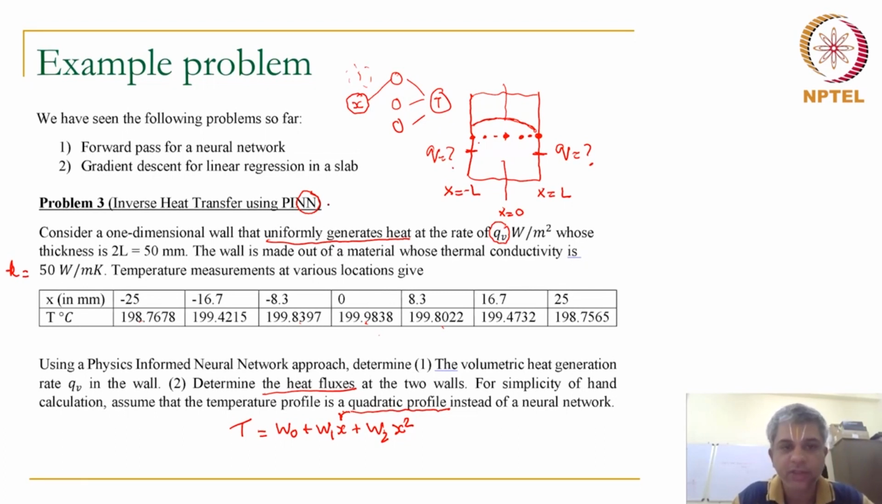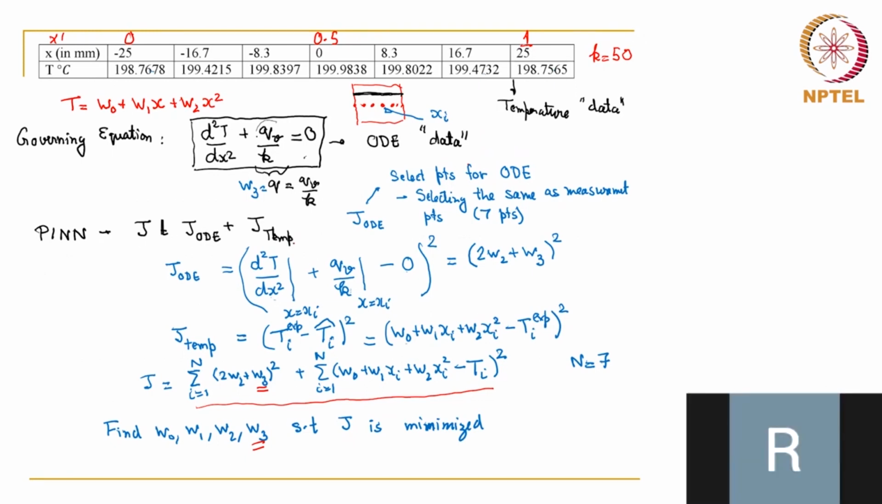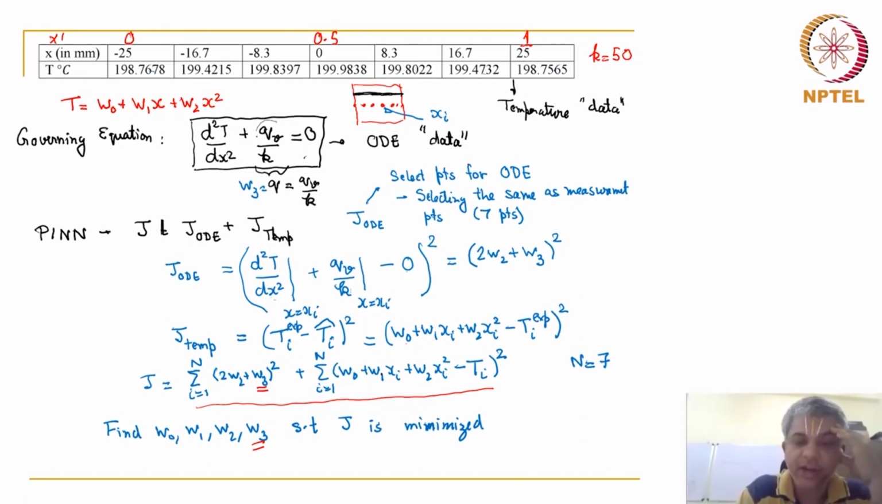So we had this one-dimensional wall, and there was a heat source. Heat generation was there, and we wish to figure out how much the heat generation was, given some thermocouple data, and we assumed a quadratic temperature profile. We wrote the corresponding loss function, which included both the differential equation loss as well as the temperature loss. So J ODE plus J temperature. And then we tried to minimize this function.